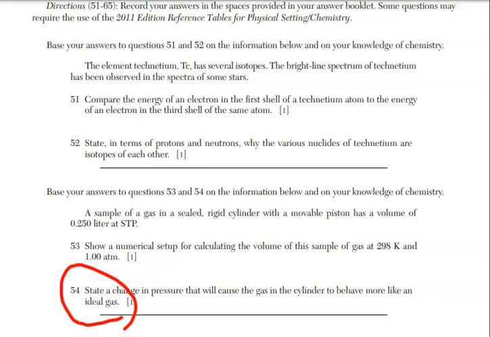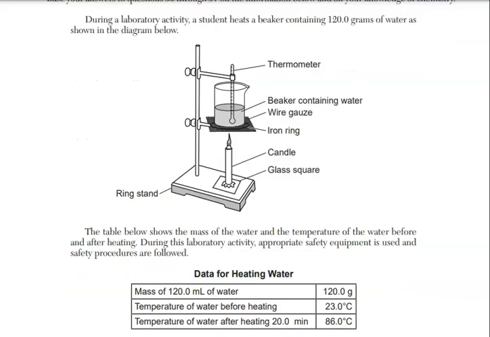That's all you got to do. On to 55. For this set of questions, we have a lab setup. Everything is labeled for us, and we also have a data table. We're told that the beaker contains 120 grams of water, and let's take a look at the questions now.